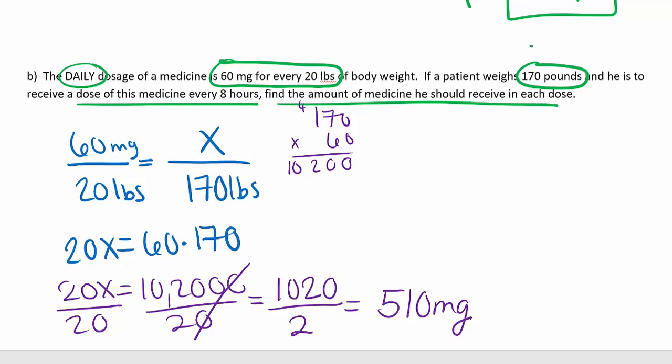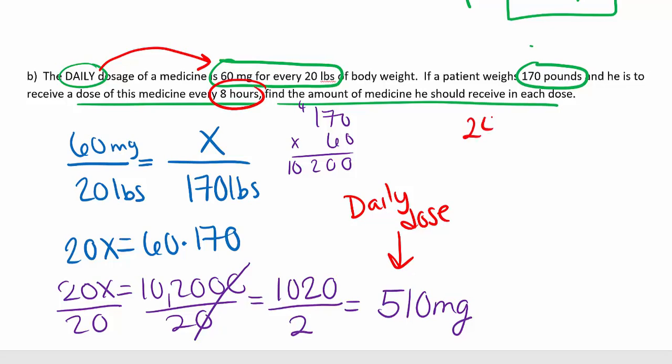Now, this isn't my final answer in this problem. They told me that the 60 milligrams was the daily dose. So this 510 milligrams is the daily dosage that this patient should receive. But if this person is taking medicine every 8 hours, in 24 hours, they are taking 3 doses of medicine. And so we want those 3 doses to add up to the 510 milligrams.